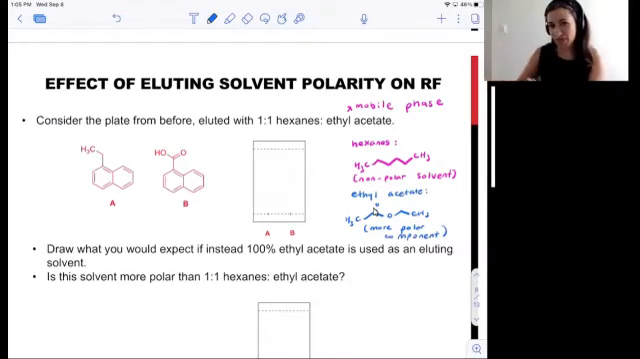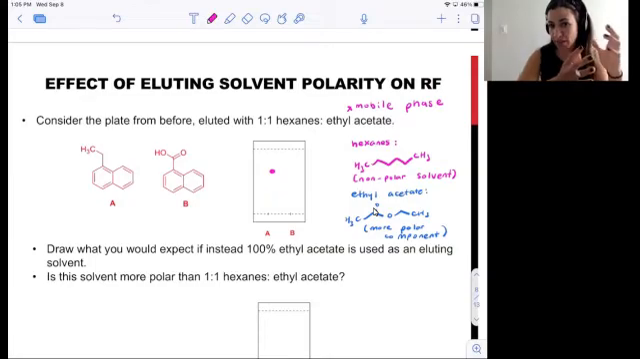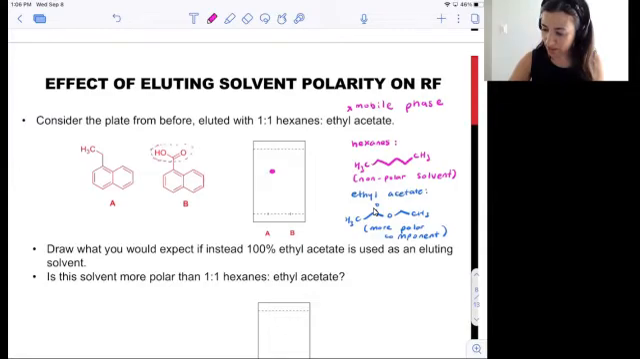Remember, both of these solvents are much less polar than the silica gel itself. So as they travel up the plate, again, the only thing that will dictate the relative RF values of A and B is that A, the less polar compound, will travel more with the organic solvent, and B, because of this very polar carboxylic acid, will spend more time adsorbed onto the silica gel surface. So we decided in the previous slide that this would represent the relative RFs of A and B.